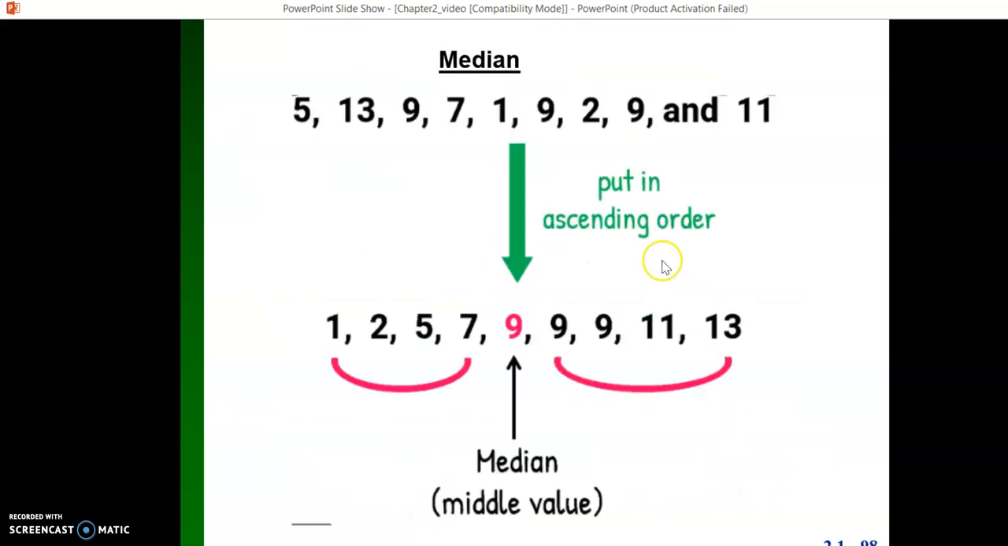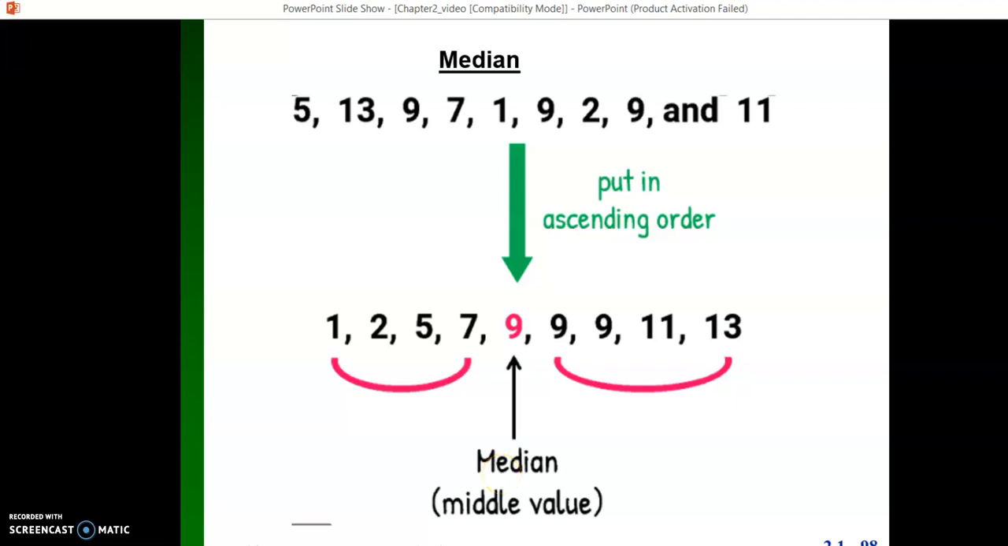For example, you can see the number of data is odd. When you go and count, how many data values can you see? Nine of them. Nine is an odd number. When you put them in order, you can see it starts with the smallest, 1, and ends with the biggest, 13. The middle value is called the median.